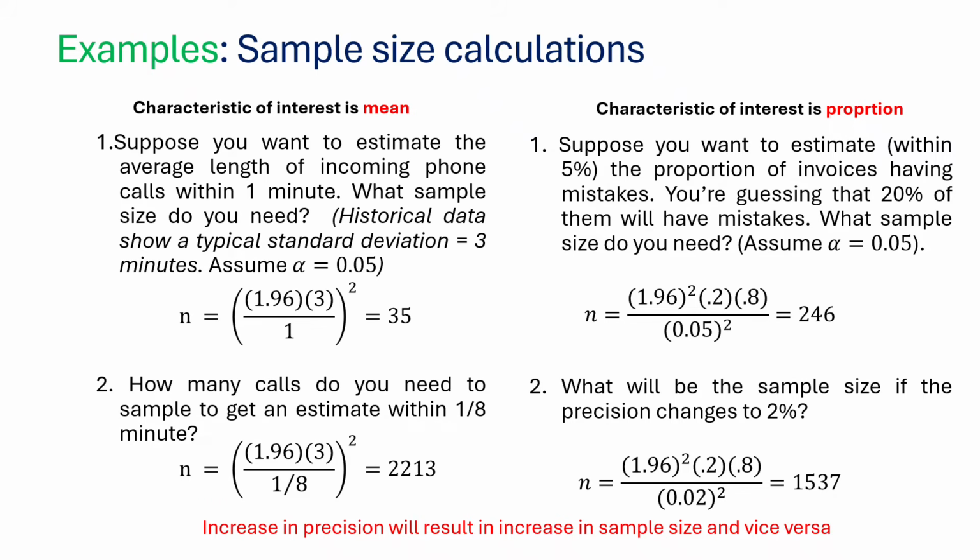In the same way, you can see an example for proportion. Here again, in the first case, it is 0.05. When you increase the precision, you are decreasing 0.05 to 0.02. That means you are improving the precision. In that case, you will get a more precise estimate and the sample size increases.